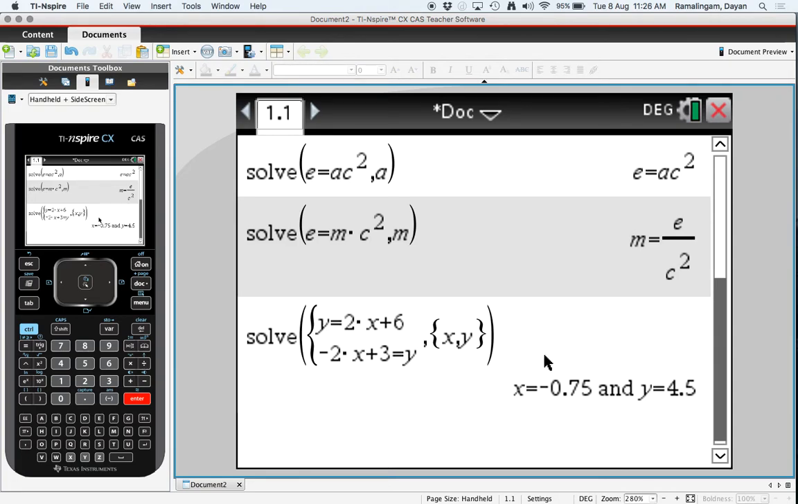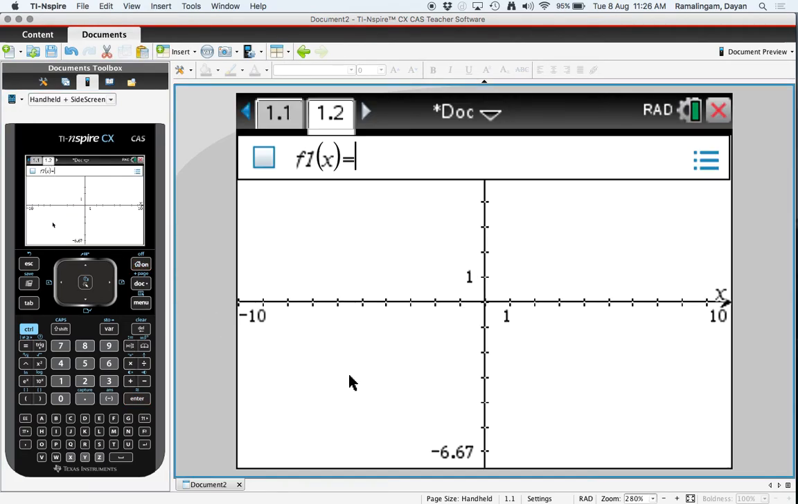Now, here is the second way to do it. The second way to do it is to go into graphs and put in the equation. Now, the sort of shortcoming of this method is that you have to put y equals something. And y here is represented by the first function of x. Okay, so instead of y, you put in f1x. And in this case, again, I'm going to put 2x plus 6.